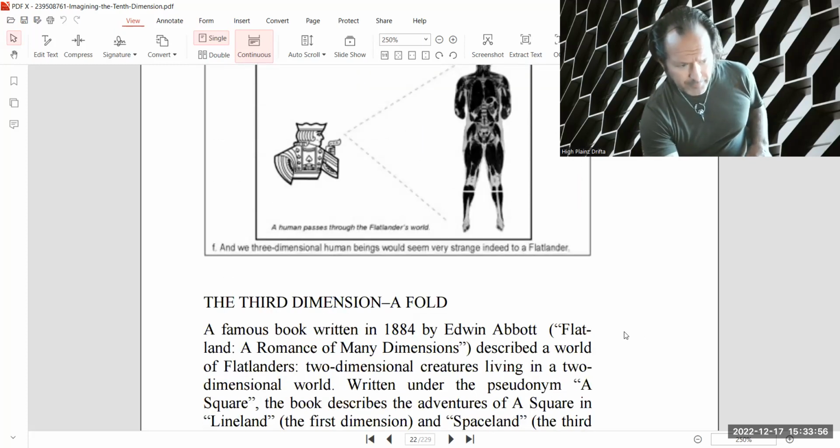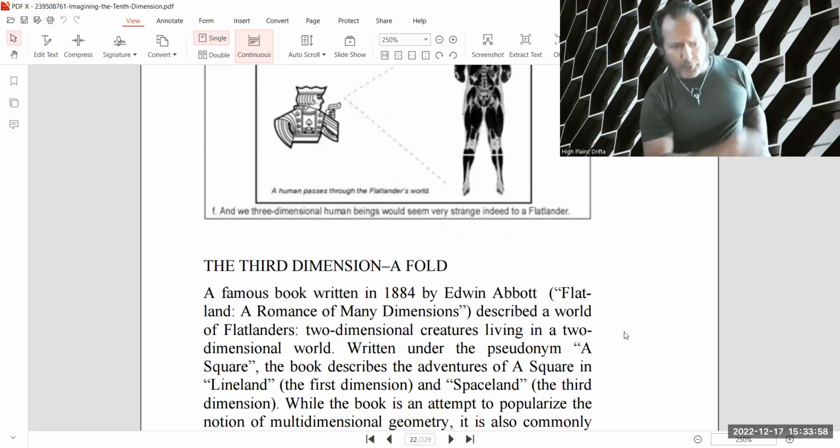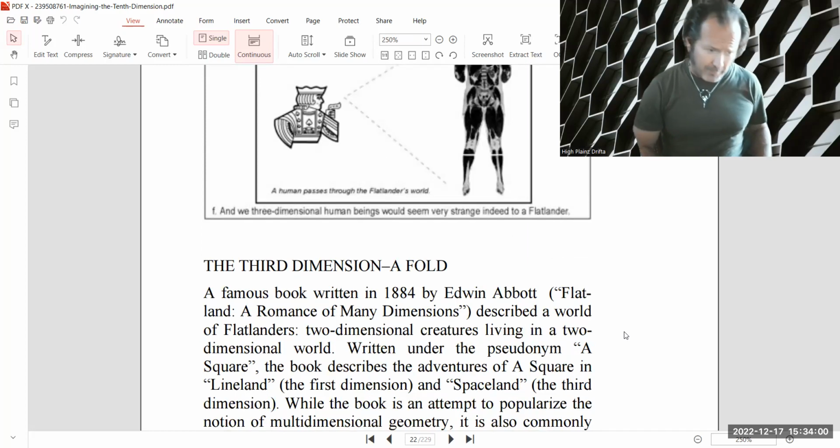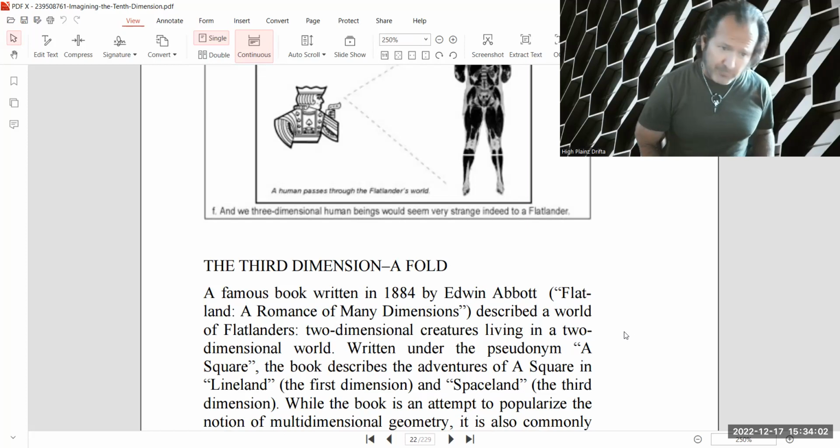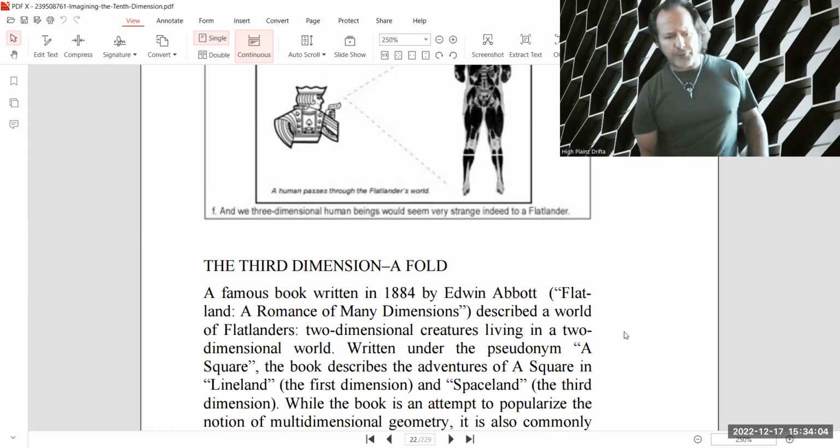So the third dimension, a fold. A famous book written in 1884 by Edwin Abbott, Flatland, A Romance of Many Dimensions, described a world of Flatlanders, two-dimensional creatures living in a two-dimensional world, written under the pseudonym A Square.